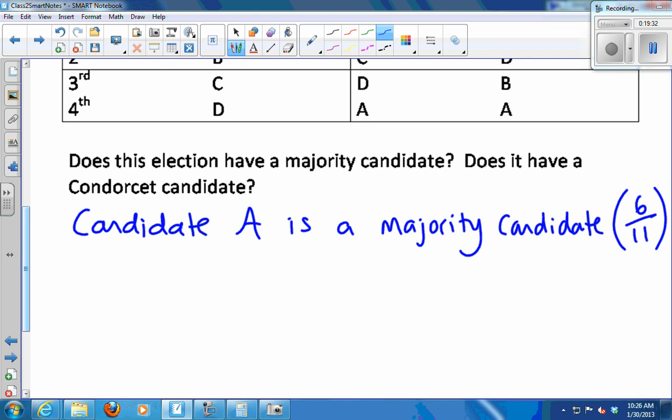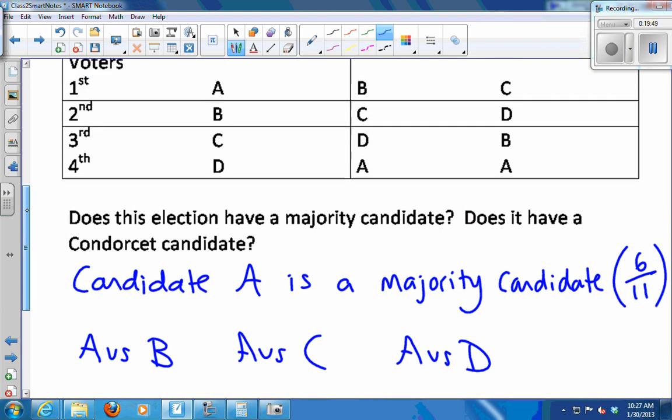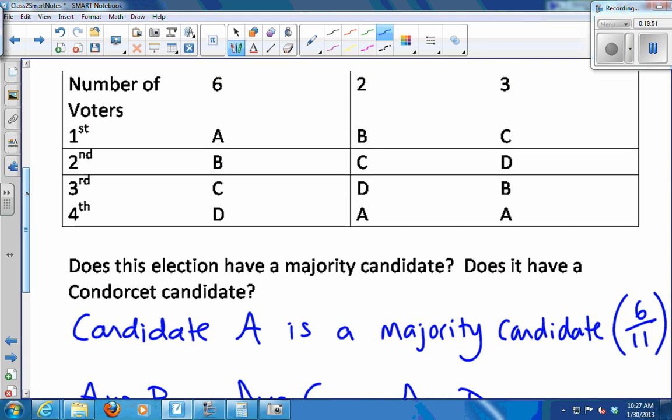So if candidate A is the majority candidate, let's see if they're a Condorcet candidate. If I do A versus B, A versus C, and A versus D, we want to see if A wins all its matchups. So look at that first column. If you had to choose between A and B, these 6 people would choose A. Why? Can you explain?